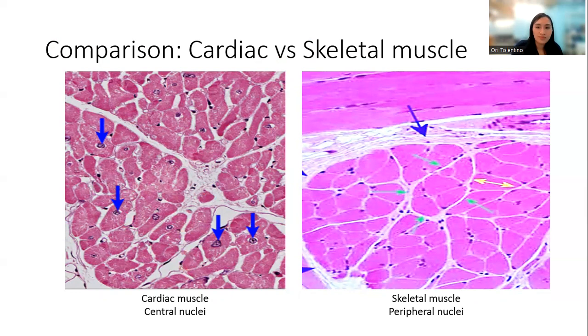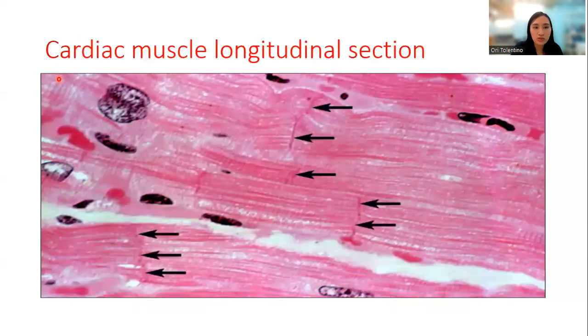Next, again, this is a longitudinal section of your cardiac muscle. Their fibers are shorter. This is one muscle fiber joined by your intercalated discs, labeled with your black arrows. They are branching, and they have striations, one or two central nuclei and intercalated discs. So when you see intercalated discs, automatically, it is a cardiac muscle, and the organ is the heart.